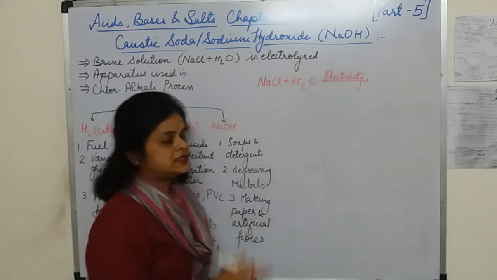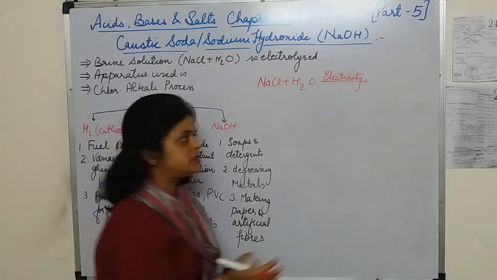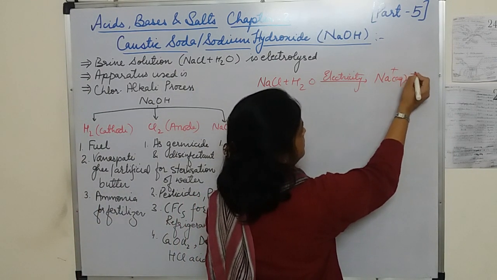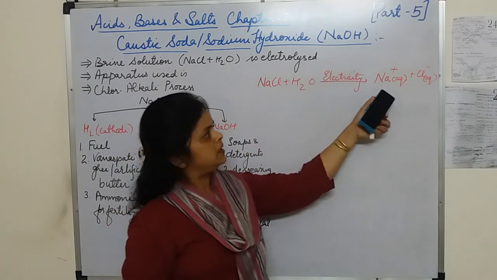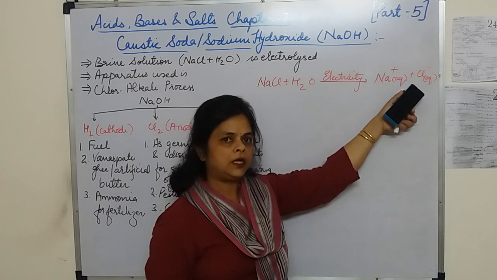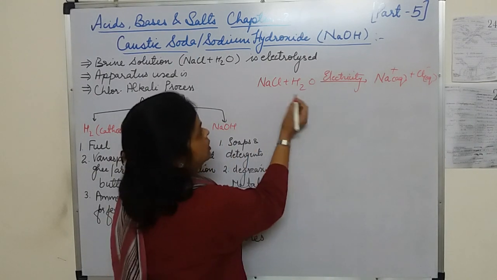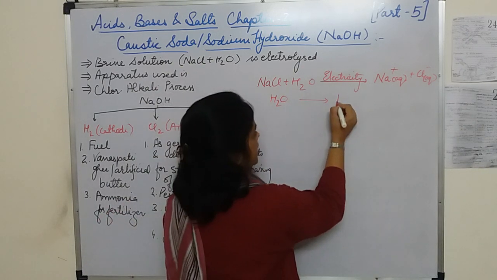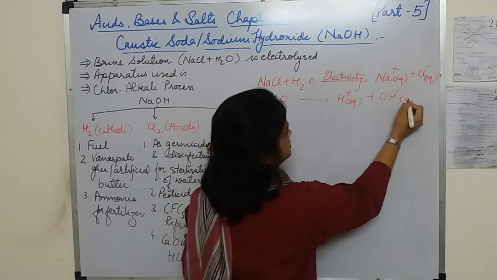then it ionizes. This NaCl, because it is a salt, as I have already told you, ionizes to form the corresponding cation and anion. The cation gets surrounded by water molecules, so we are writing aqueous. The chloride ion is also an anion, so it is also surrounded by water molecules. Now, along with this, the water molecule also ionizes to a little extent, and it forms H+ ions along with OH- ions.